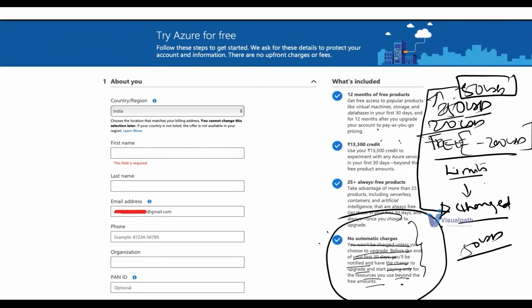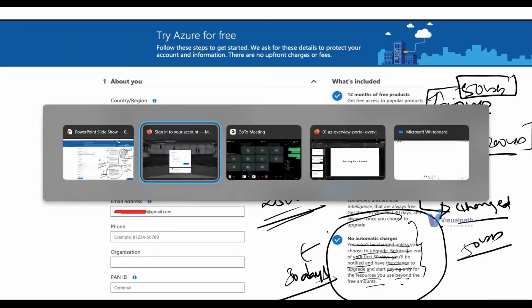But when it completes 30 days, participants, what is going to happen? Whatever US dollars, $250 you have charged, you have to pay. I hope this is very clear, everyone.